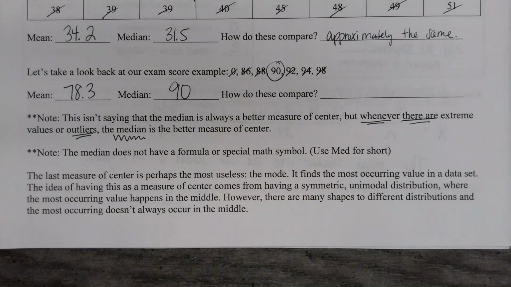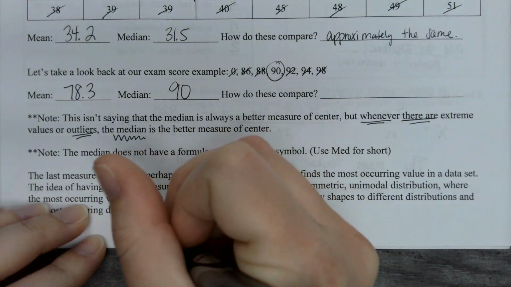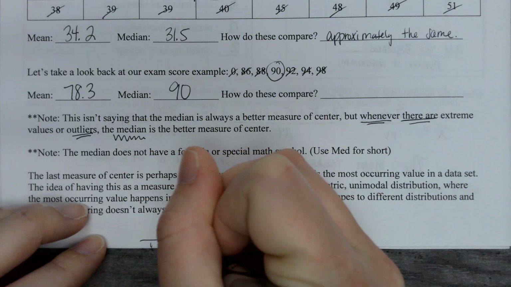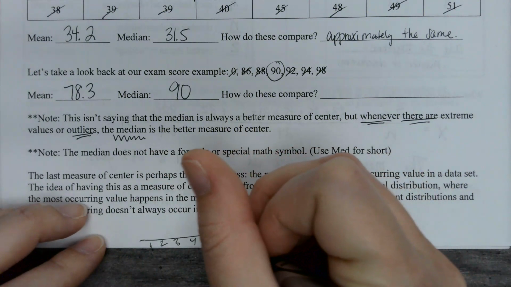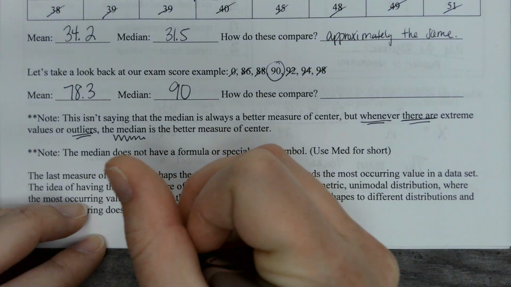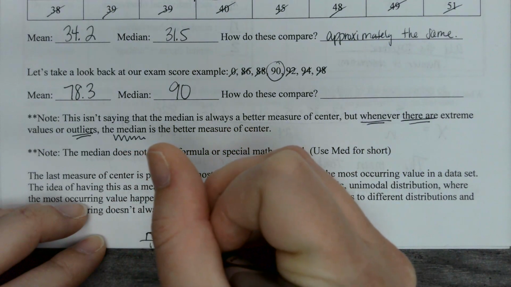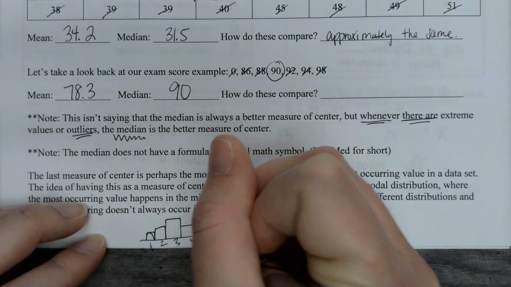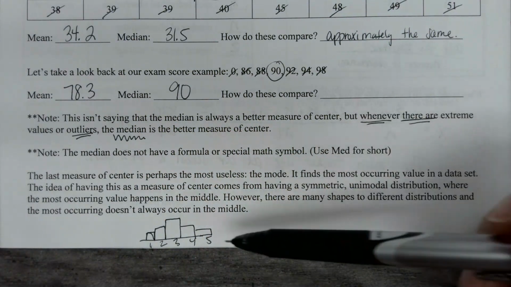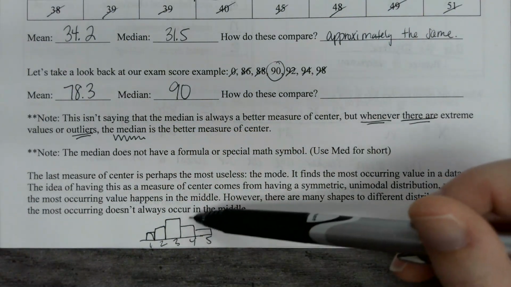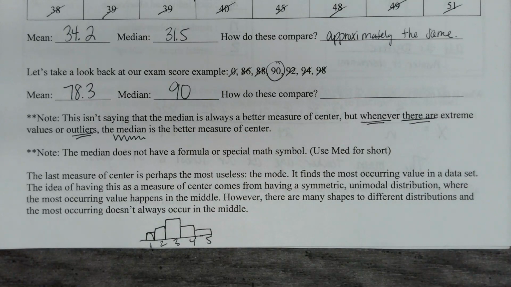However, there are different shapes, such as skewed right or skewed left, where the most frequent value is not necessarily the center of the data. So the mode is kind of useless to measure the center. For example, if I had 1, 2, 3, 4, and let's say I had 5 over here, so if I had something like this, I could say maybe my center is around 3. That's the most reoccurring because it's a symmetric data set.